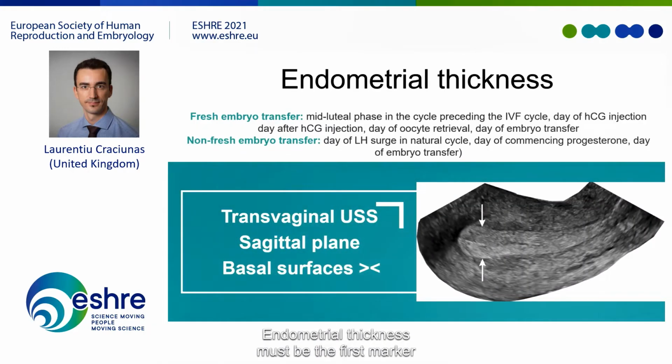Endometrial thickness must be the first marker that comes to everyone's mind when they think about evaluating the quality of the endometrium, and this was reflected in the multitude of studies investigating it. It is usually measured by transvaginal ultrasound in the sagittal plane, from one basal surface to the other without including any myometrium. It is quick, cheap, and easy to measure, but is it useful? Again, we are focusing on IVF, but the results of all the markers are very similar between IUI and IVF.